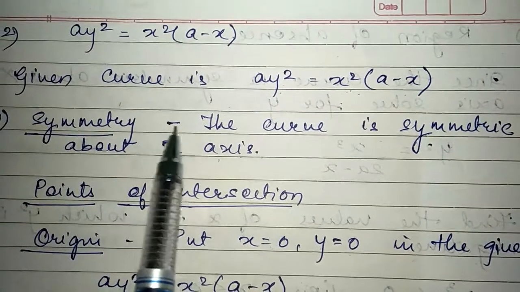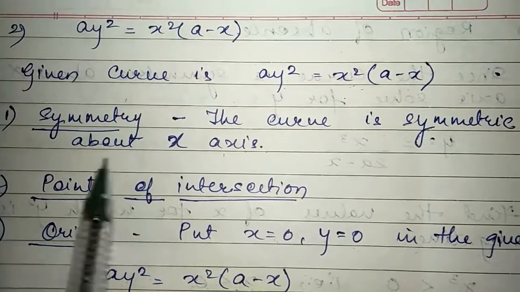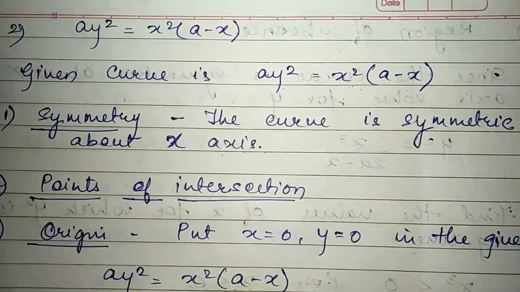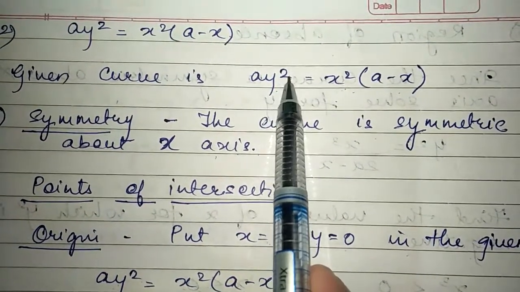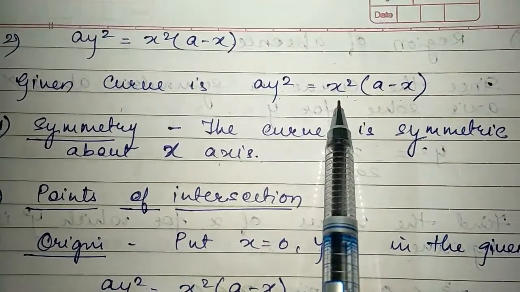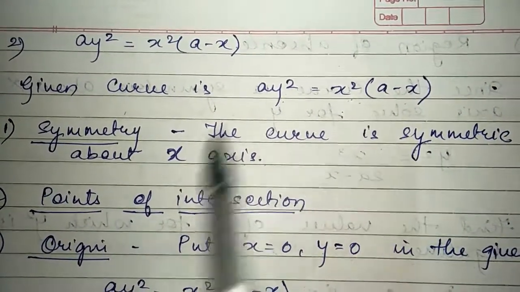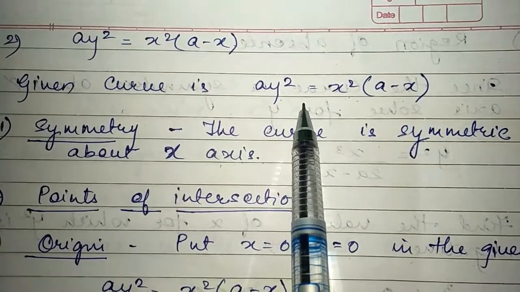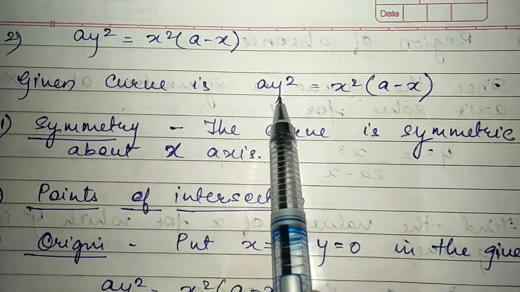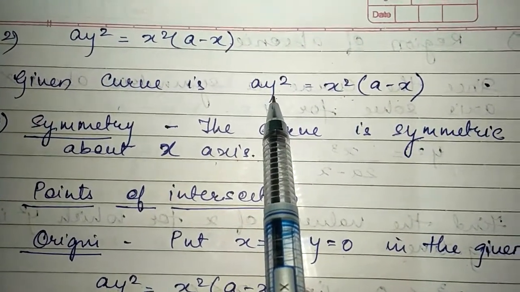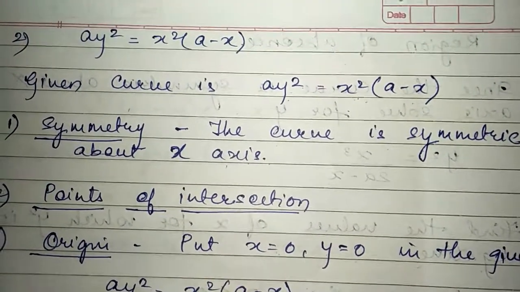Now as per the rules which we have seen for tracing a curve, the first one is symmetry. You can see in this given equation the power of y is 2, and the power of x will be 2 and 3 if we solve this bracket. So from this we can say that the curve is symmetric about the x-axis, because only the power of y is even. For x it is not even. So the curve is symmetric about the x-axis.